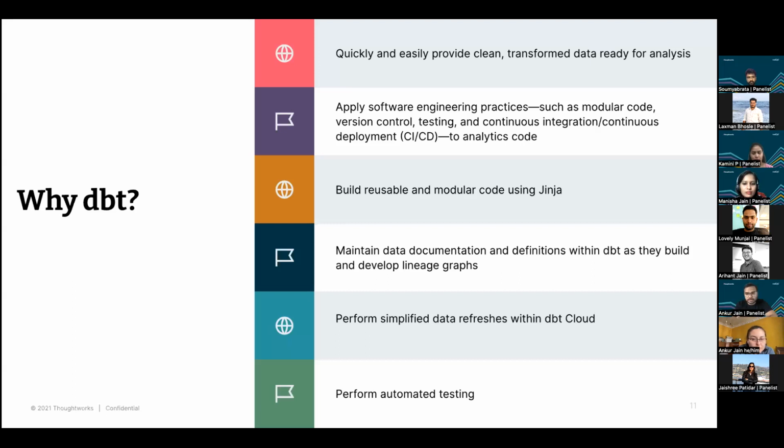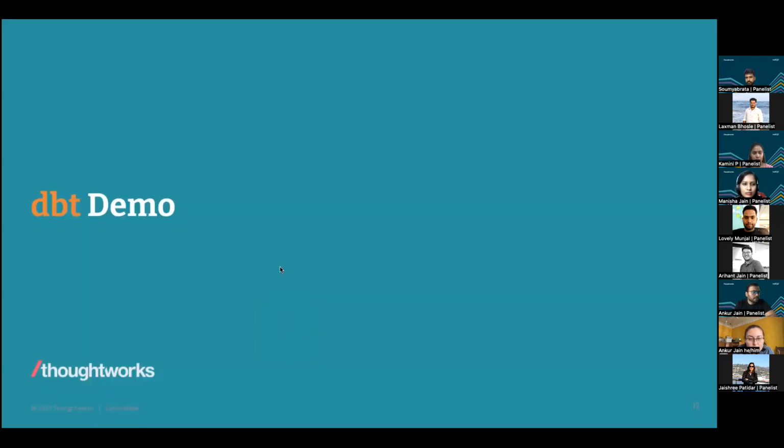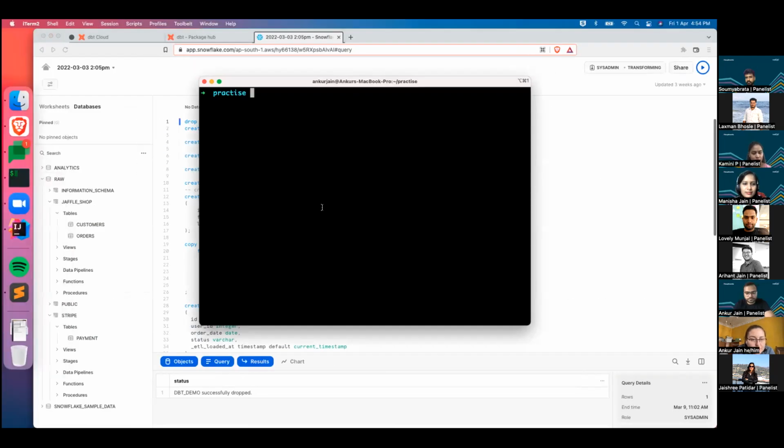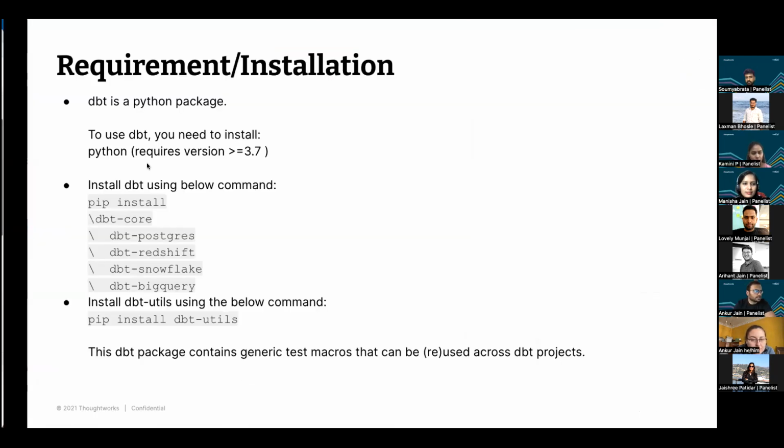There's a simplified refresh that can happen. There's DBT Cloud. It can also use any CI tool which you want to integrate it with as CLI, and there's automated tests that come along. Let's do a demonstration of what I was talking about, right? I'll switch back to my machine, and we'll run this command which is mentioned here.